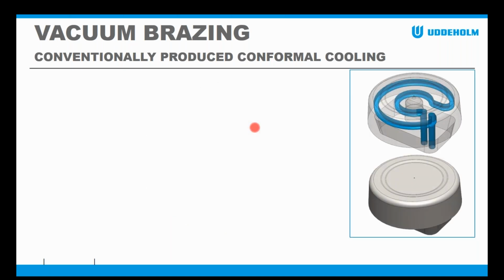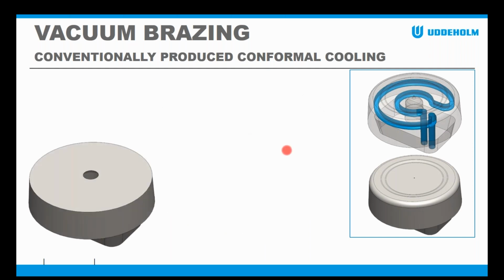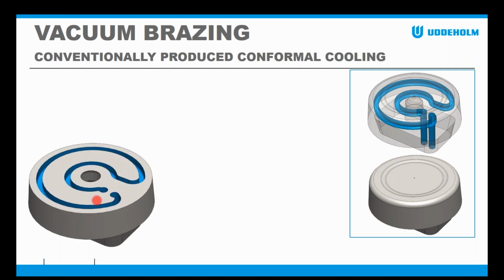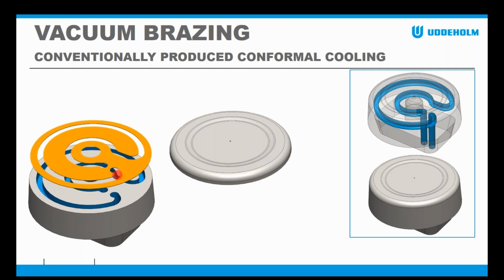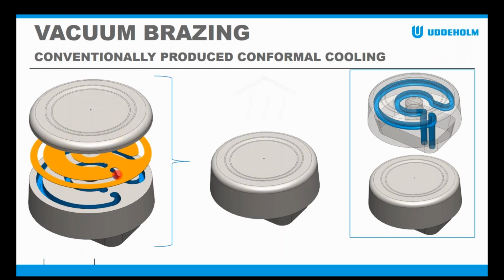And it's mainly when you want to produce something that looks like this. So you have conformal cooling in a conventional way, and you produce it in steps. You start with the bottom like this, and from here you can mill the cooling channels inside of the tool. And then you produce the top of the tool. You add them together in a furnace. So during high heat, the two parts will braze together and become one solid tool.